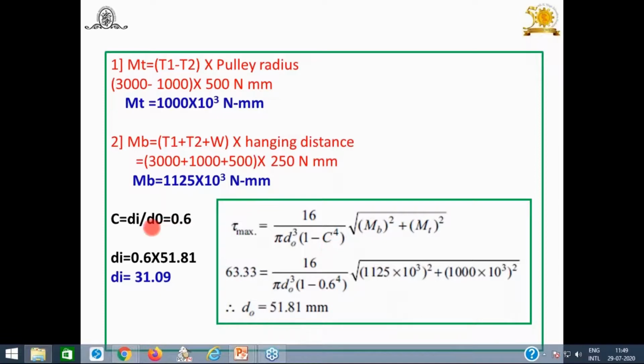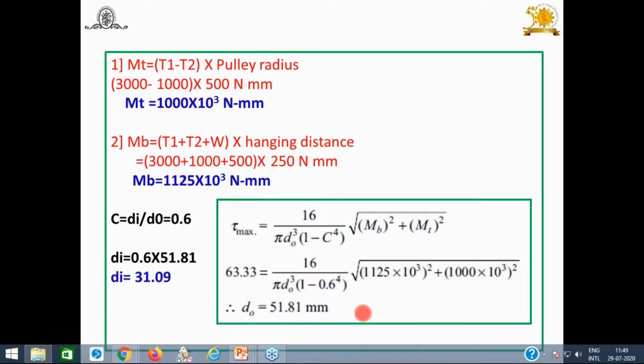And why is this C substituted? Because C is equal to 0.6. So you will get DO is equal to 51.81 mm. And once you get DO, we know that C is equal to DI by DO. Therefore, DI is equal to 0.6 into this DO 51.81. So you will get DI, the inner diameter of the hollow shaft, 31. That's all. This is about the hollow shaft problem.